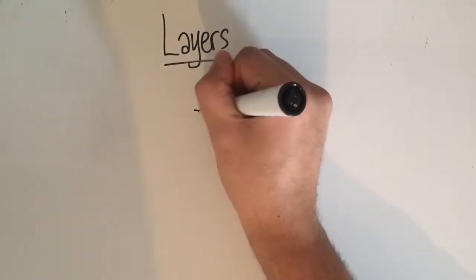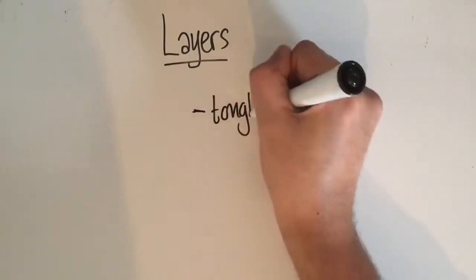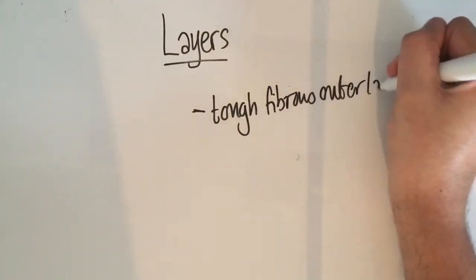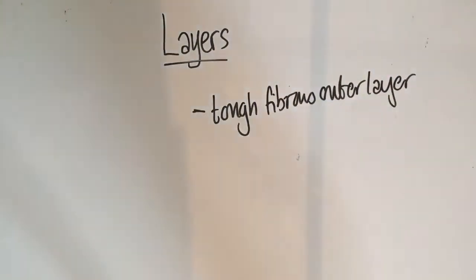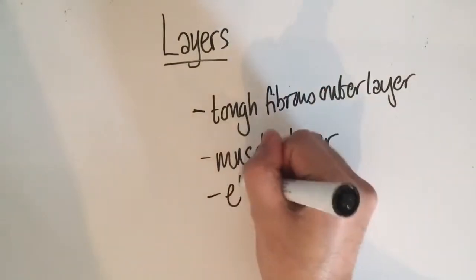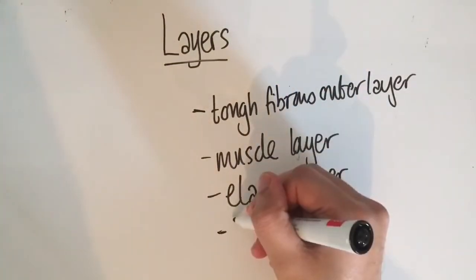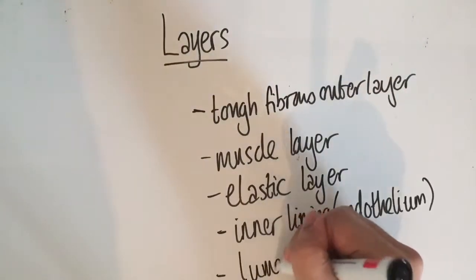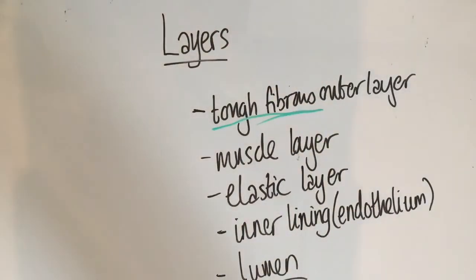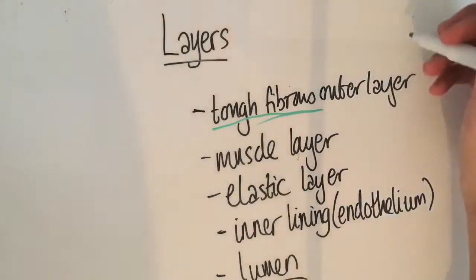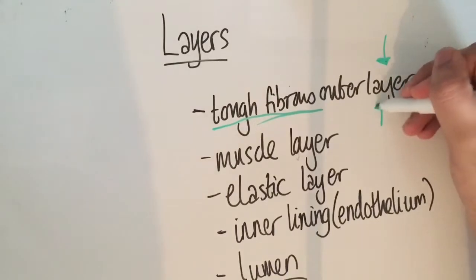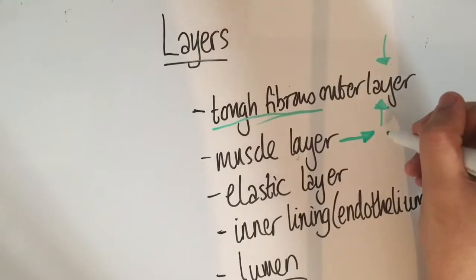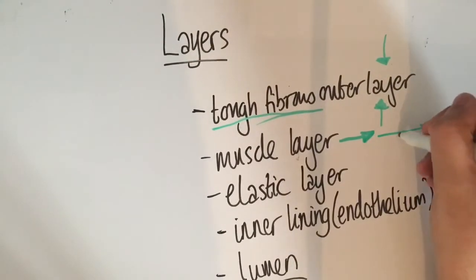So what we have are the tough, fibrous outer layer, the muscle layer, the elastic layer, the inner lining or the endothelium, and the lumen. The outer layer resists the pressure changes that come from outside and inside of the vessel. The muscle layer is the part that contracts and controls the flow of blood.